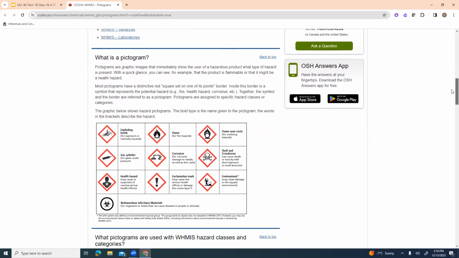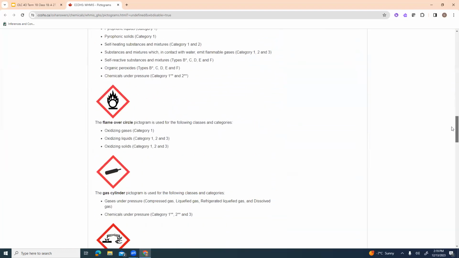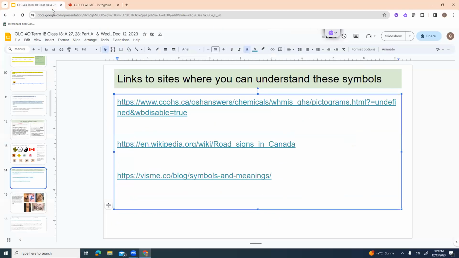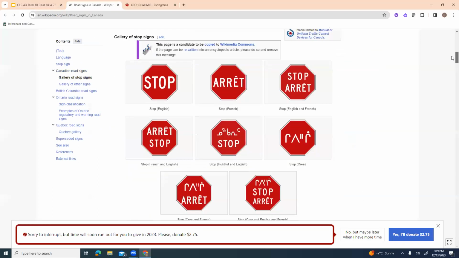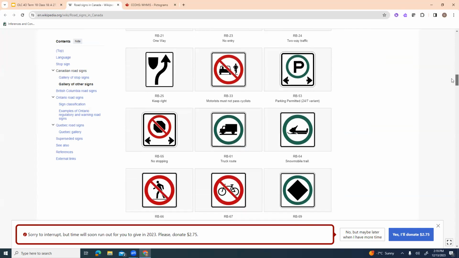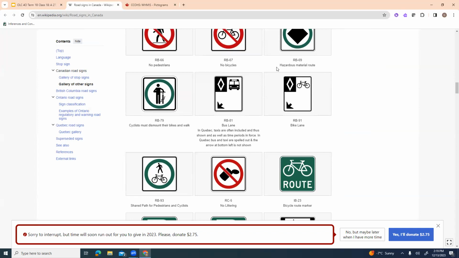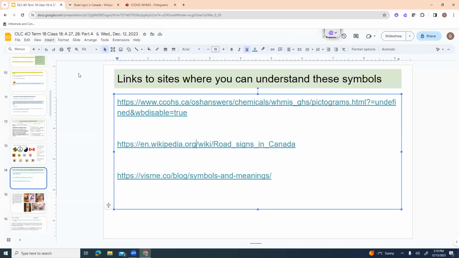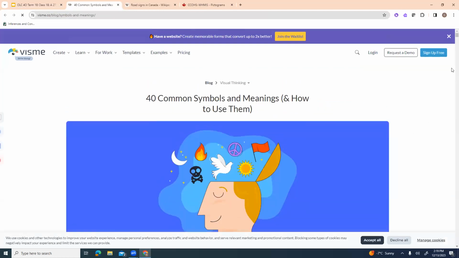So those are some examples. If you aren't quite sure if these ones match, you could use an American site, and that's just fine. That's a quick example. You can also go to road signs. Then you can see the different signs and you could look them up and make sure that you understand. It says right underneath it what they are. The last one is kind of more generic, just common symbols and meanings and how to use them.